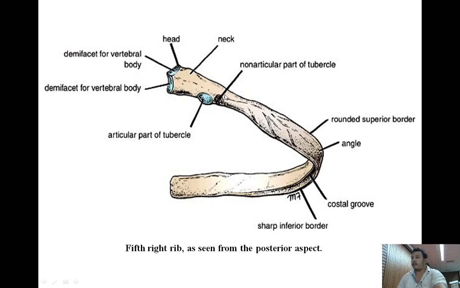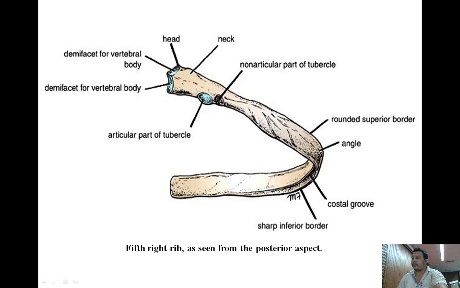Okay, then the rib has two surfaces. This is the outer surface and this one here is the inner surface. In the inner surface, in the lower border, you will see that this part is called the costal groove. Just underneath the lower border on the inner surface, this is called the costal groove.